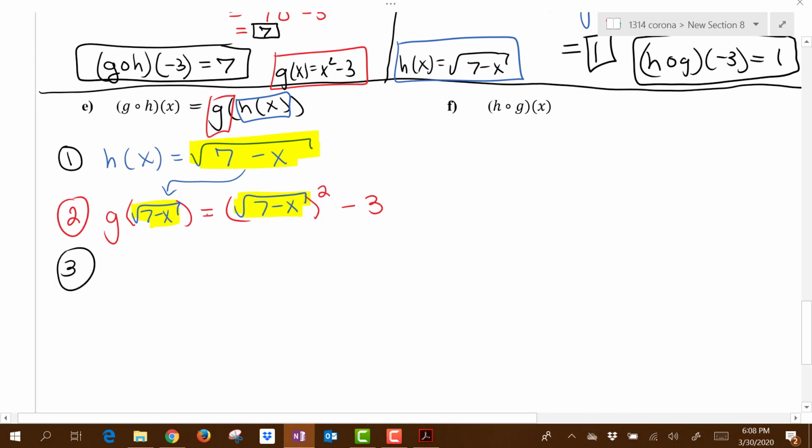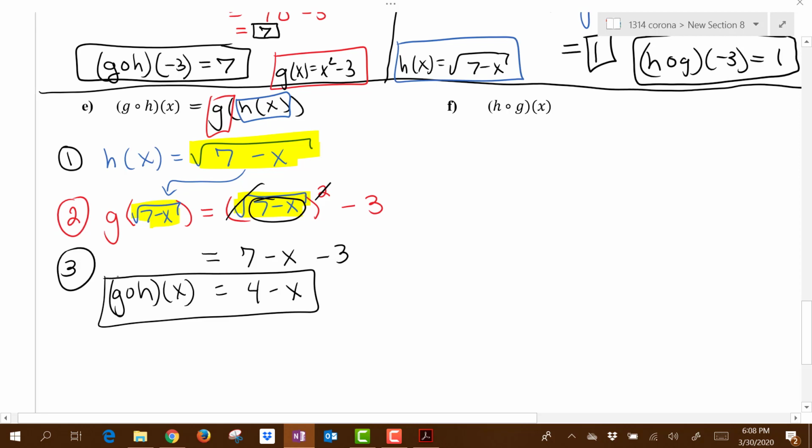Step 3 says to simplify what's on the right hand side of the equal sign. Square root of something squared just gives me that thing underneath it right back. Talked about that shortcut. Square and square root are always going to end up canceling each other out. We get 7 minus x, bring down the minus 3. 7 minus 3 gives me 4, so we end up with a final answer of 4 minus x. So g composed with h of x, we end up with a final answer of 4 minus x.